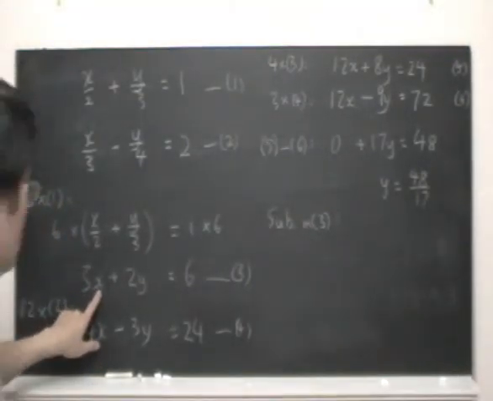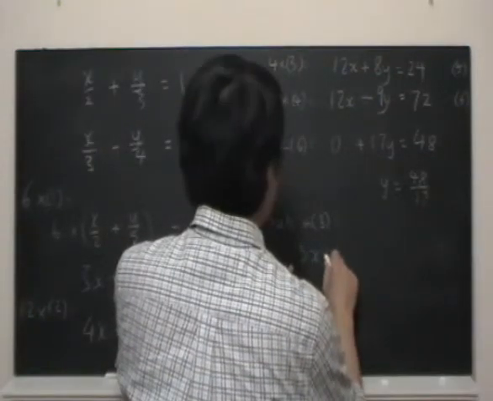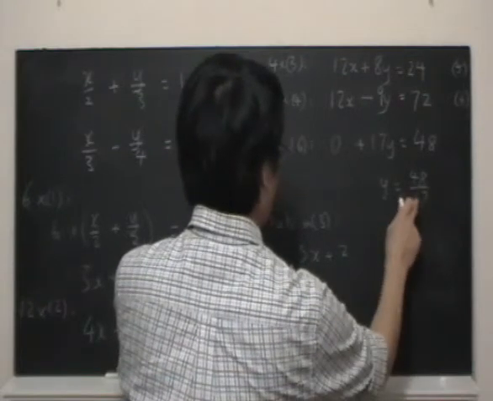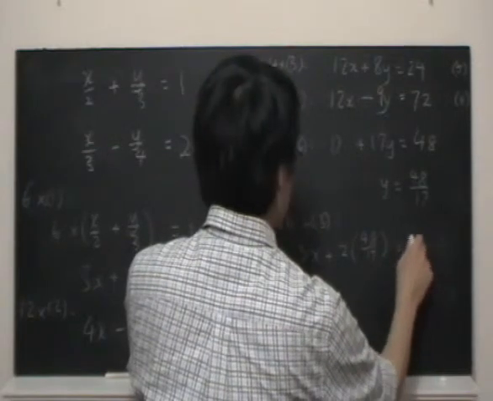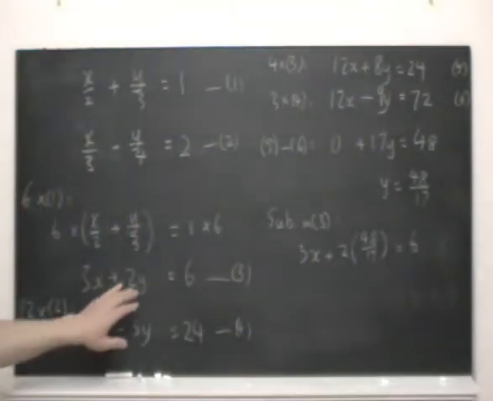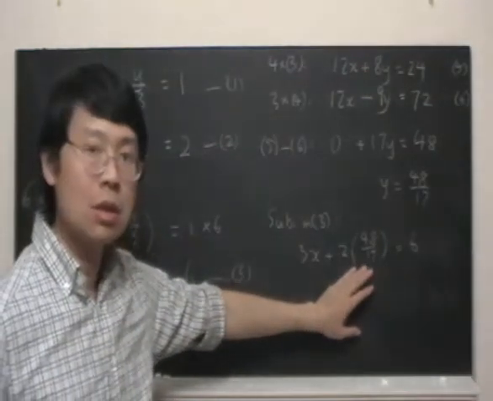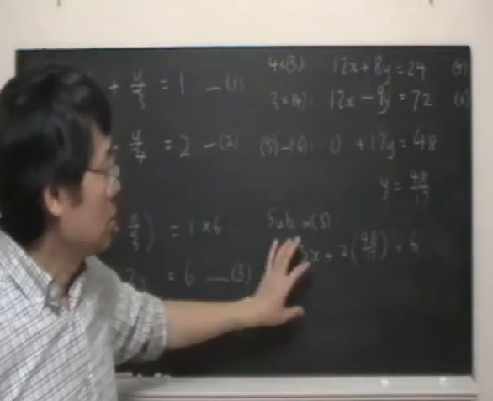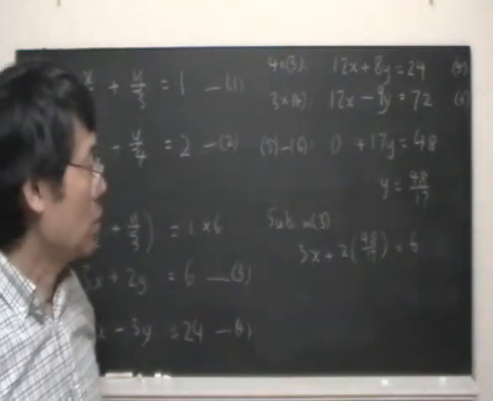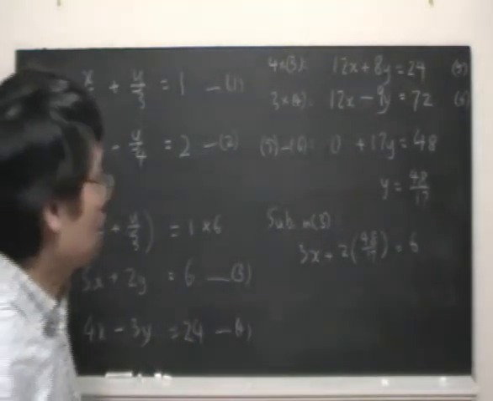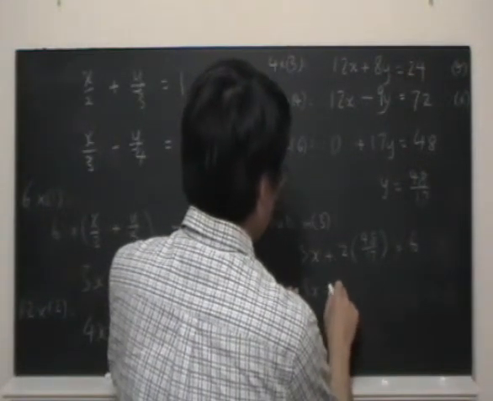That gives 3x. x is what we want to find. So 3x plus 2y. 3x plus 2 times y, being 48 over 17, is equal to 6. So we have just substituted the value for y like this. So now we have just x in this equation, and therefore we can go on to calculate x. Let me just work through this for a few steps.